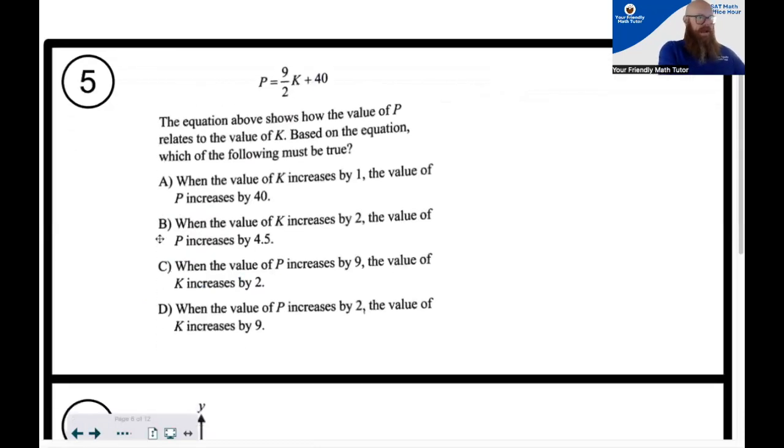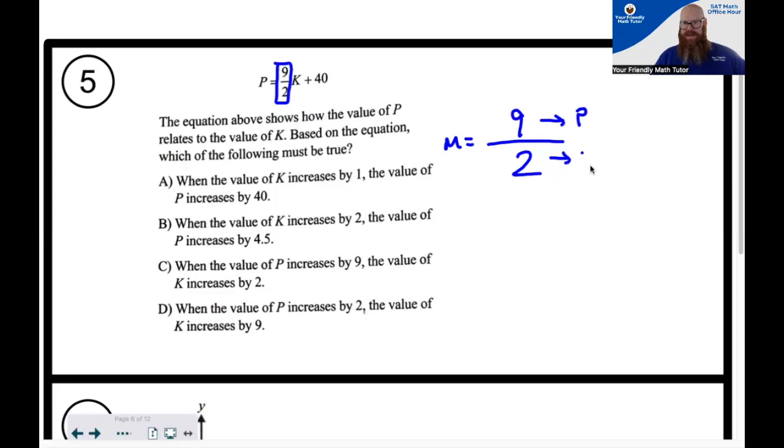All right, next concept is a slope problem. Which of the following must be true? These all talk about increasing and increasing, so that is talking about the 9 over 2. So the way I would do this is the slope is 9 over 2. Slope is rise over run. The rise is the p in this case. P is in the place of y. So 9 is P and 2 is K, right?